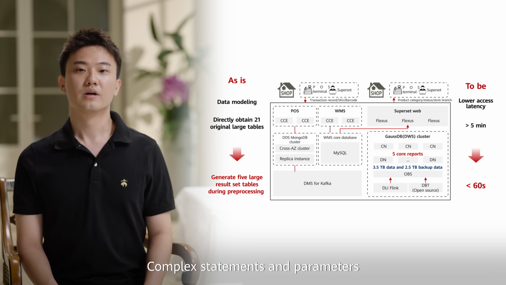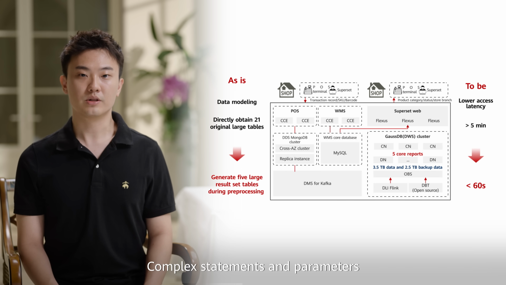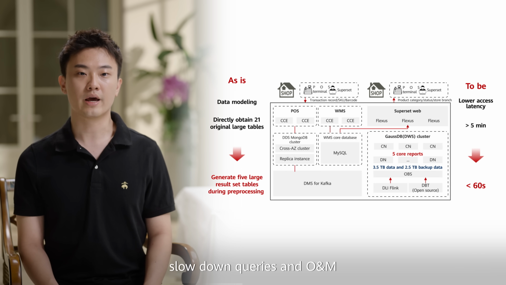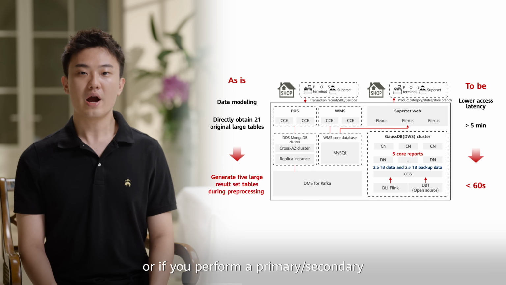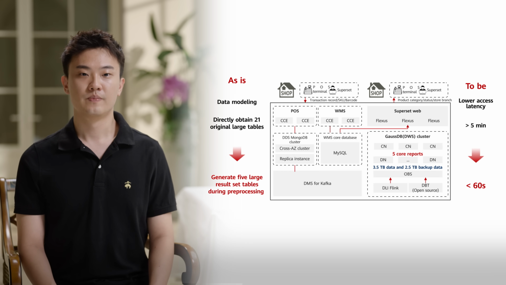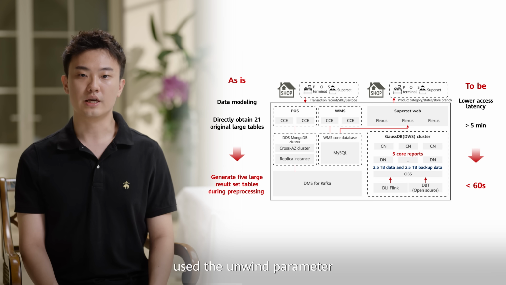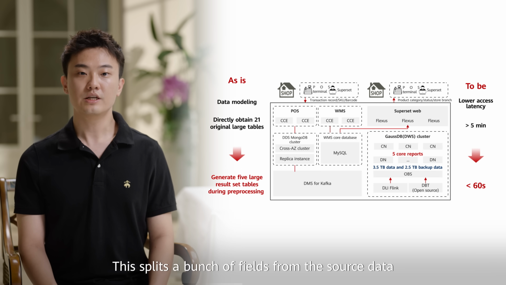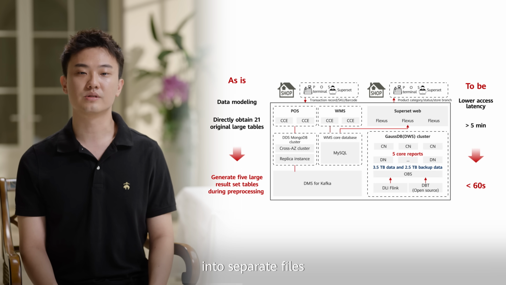Problem number 2, complex statements and parameters slow down queries and O&M. If there are slow SQL statements, or if you perform a primary-secondary switchover before creating an index, the system often freezes. Let's say the customer's data O&M team used the unwind parameter. This splits a bunch of fields from the source data into separate files.